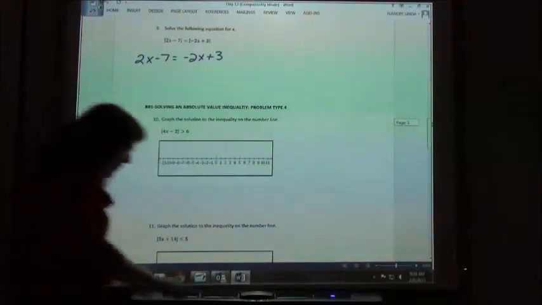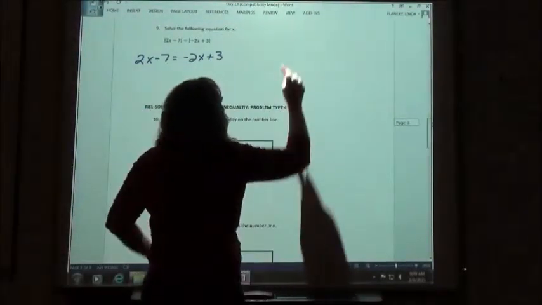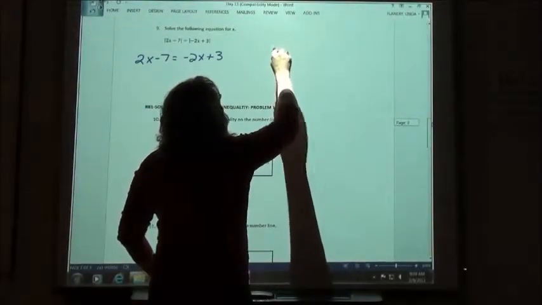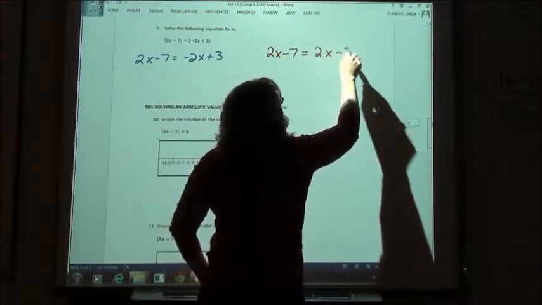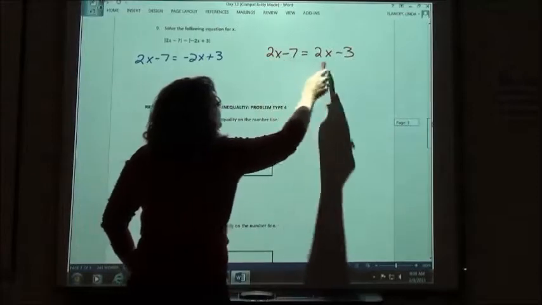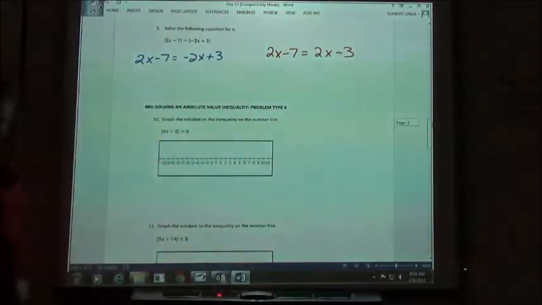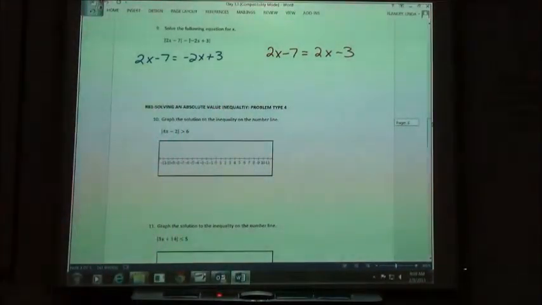The second problem is going to be 2x minus 7 equals 2x minus 3. Exactly. So she left the left side alone, did the opposite of the right side. Most commonly on the assessments, when I see people miss the absolute value problems, it's because they forget to do two problems and they only do the one and just put in one answer.